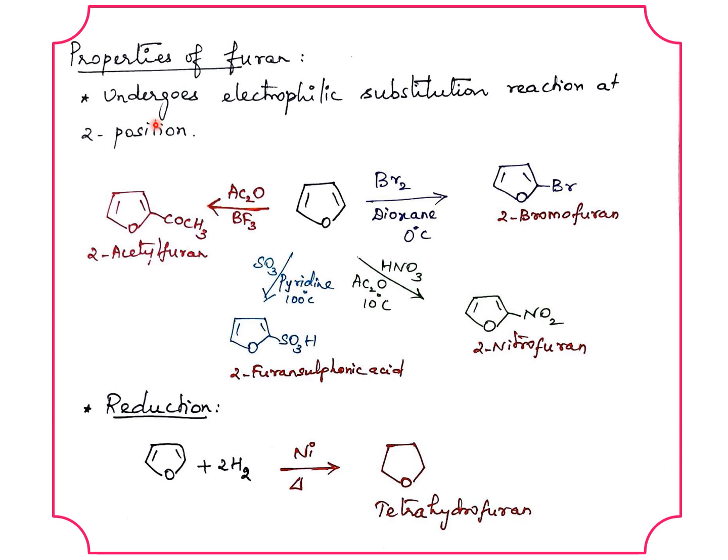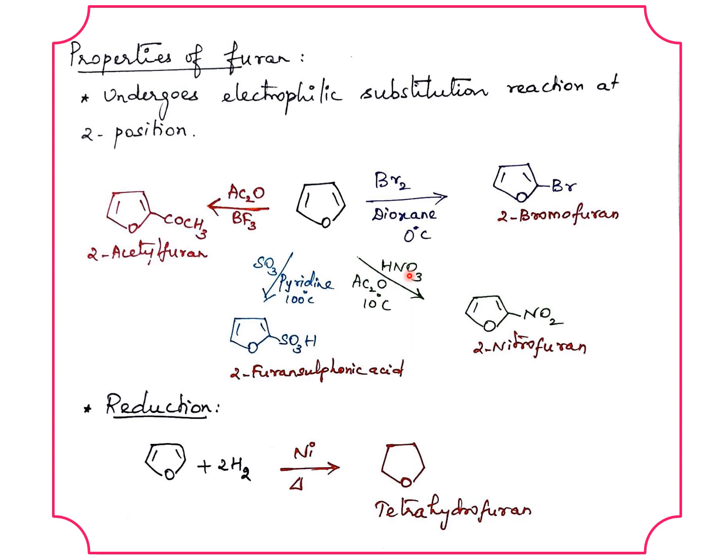Here we are seeing the properties of furan. As we saw the electrophilic substitution reaction of pyrrole, similarly furan also undergoes the electrophilic substitution reaction, because furan is also aromatic in nature. It also undergoes the electrophilic substitution reaction at the second position only. Upon bromination in presence of dioxane at low temperature, it provides 2-bromofuran.